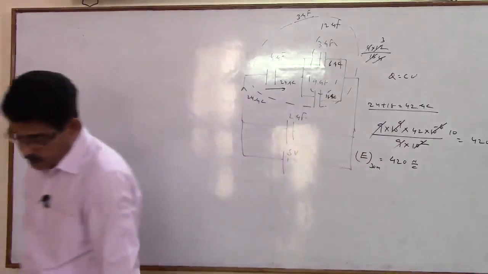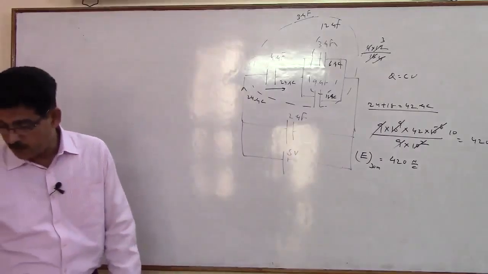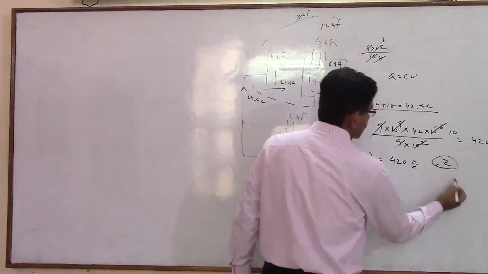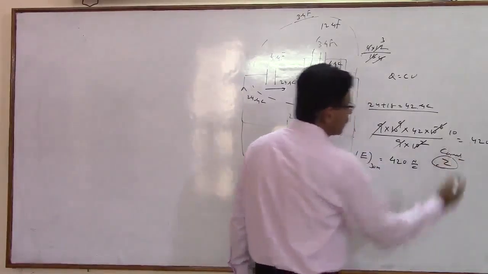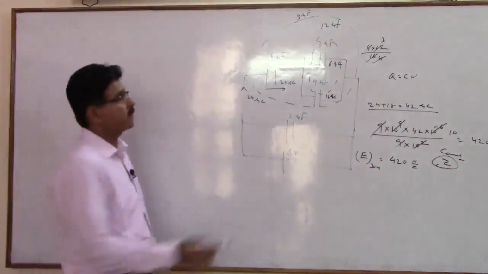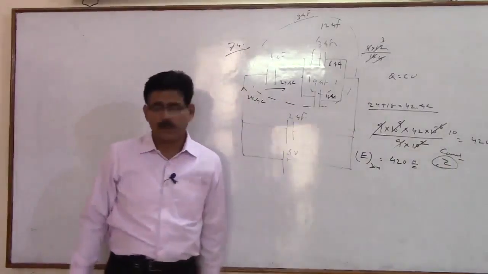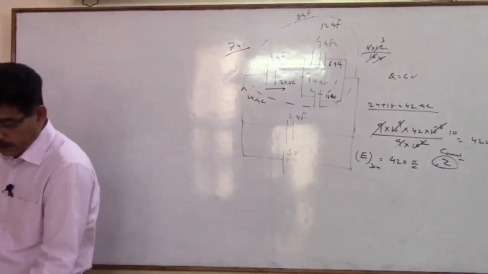So the correct answer for this, if you see, the correct answer should be 420, that is 2. So the correct answer here will be 2. This is your problem number 74, as I said. Not so difficult, only you have to be a little careful while doing it.